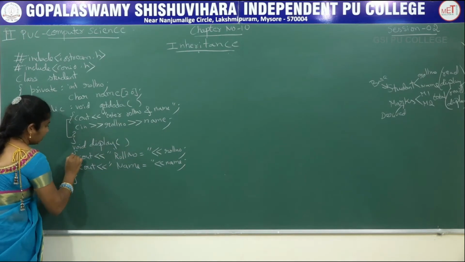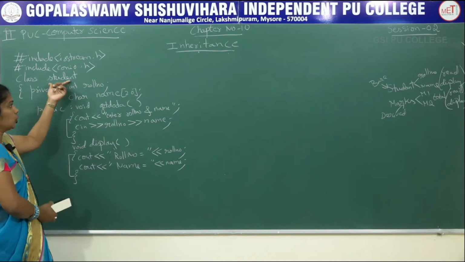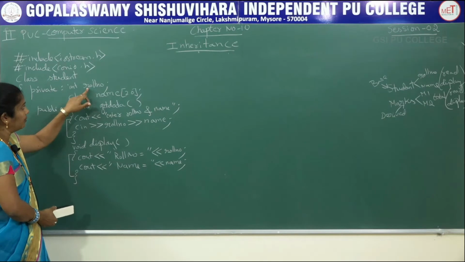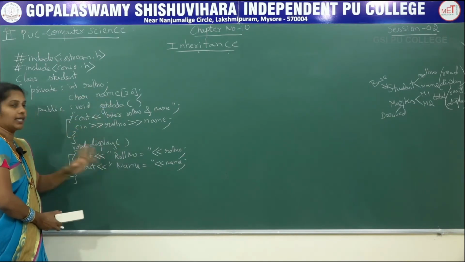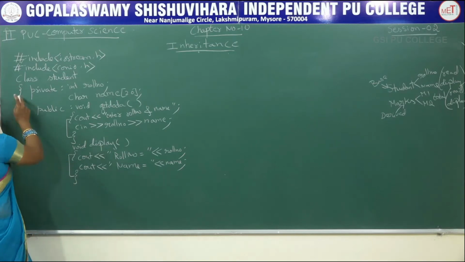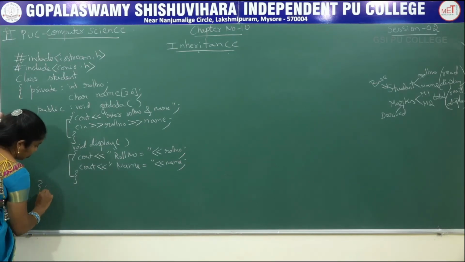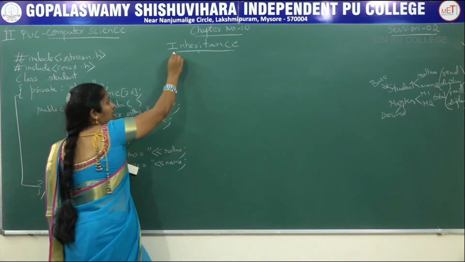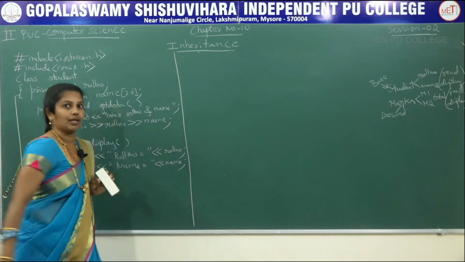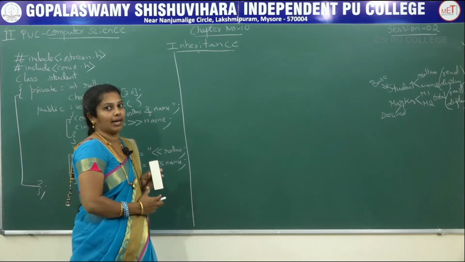Then close this function. Student is a base class with two data members, roll number and name. These two data members, here I input and here I displayed. Then what is the next thing? Here I opened the class, and here I am going to close it. This is your base class. Next I am going to write the derived class.